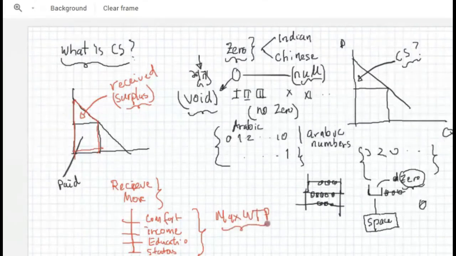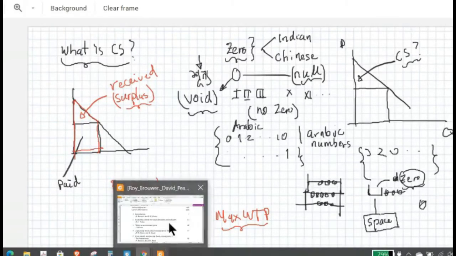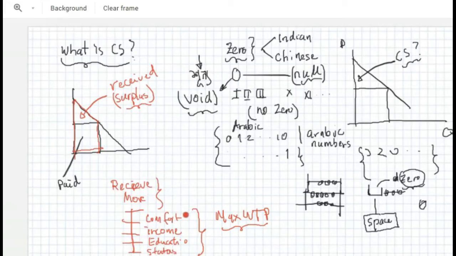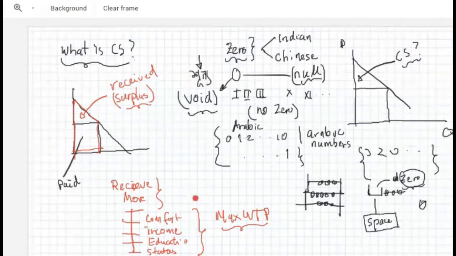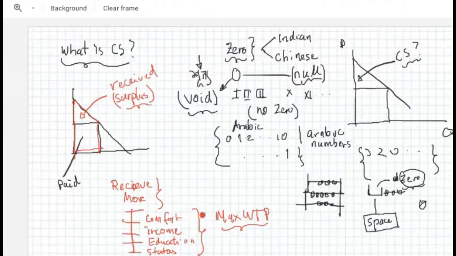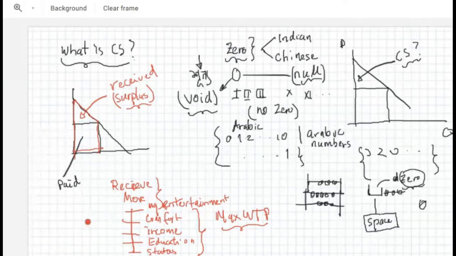So what does maximum willingness to pay say? Look, when I purchase things, I purchase for all of this. I purchase for the comfort of my daughter. I may have purchased in another case for income that my daughter or my son will make. I may have purchased because of the education of my children. I may have purchased because of social status. I may have purchased because of my satisfaction to watch entertainment. I may have purchased because I believe that if I have electricity, light, if I have less air pollution, which is better health.